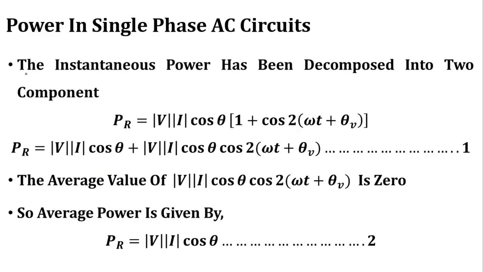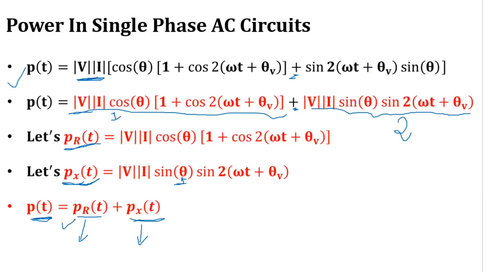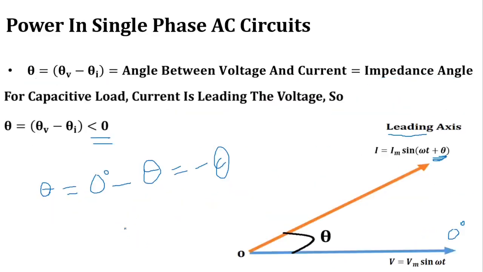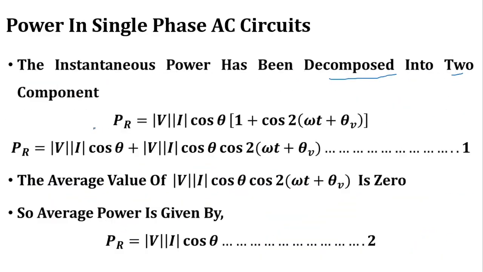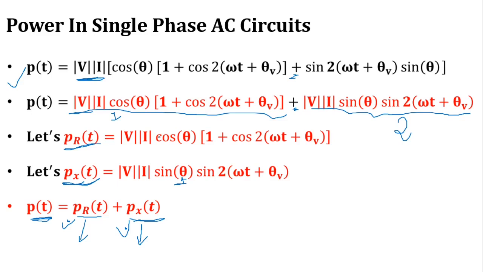So I can say that the instantaneous power is decomposed into two components, which I have already written: the two components are PR and PX. So I can write PR as |V||I| cos θ in bracket 1 plus cos(2ωt + θV), which we have already derived over here.